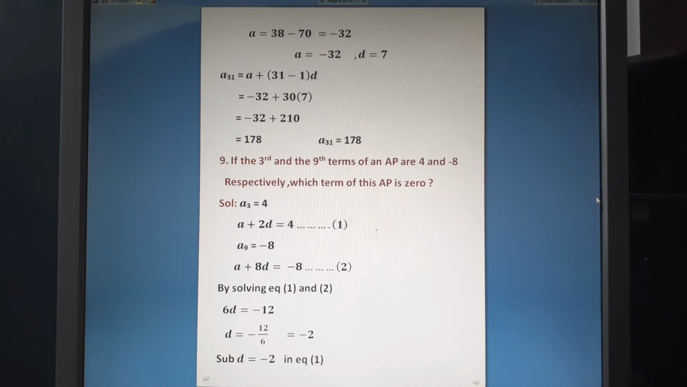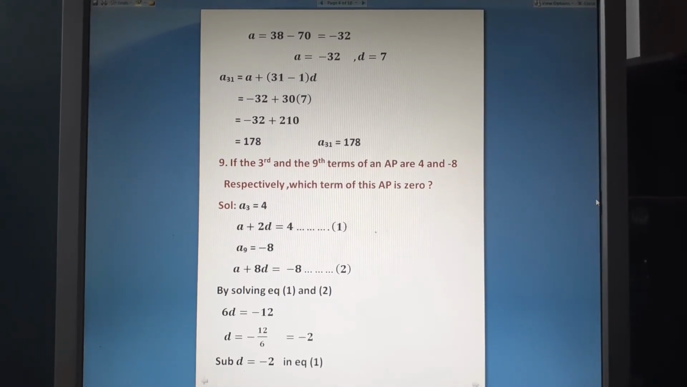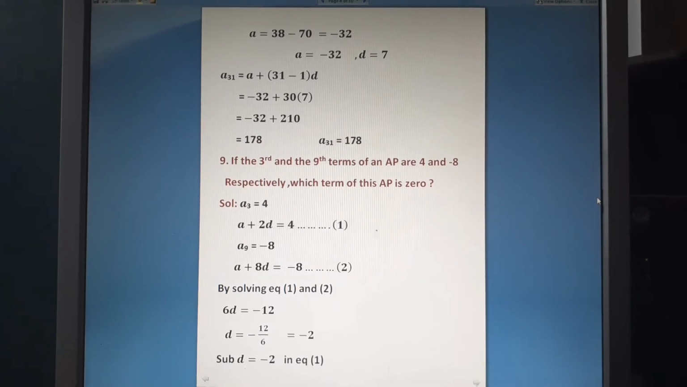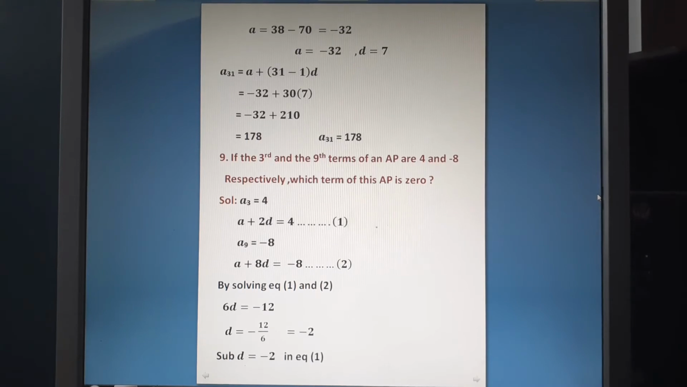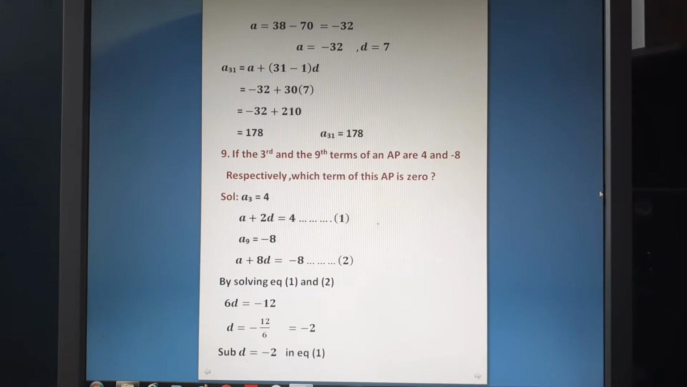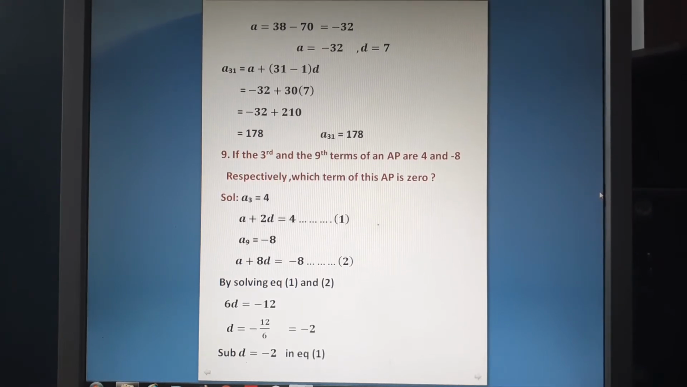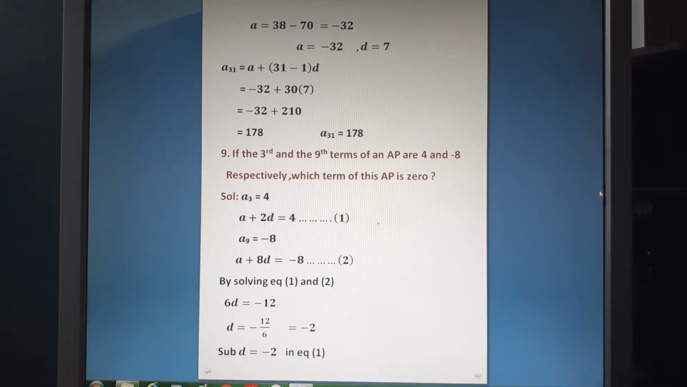Question number 9. If the third and ninth terms of an AP are 4 and minus 8 respectively, which term of this AP is 0? See the solution. Third term is equal to 4, that is a_3 is equal to 4. Apply the nth term formula. We get a plus 2d equal to 4. This is equation number 1.